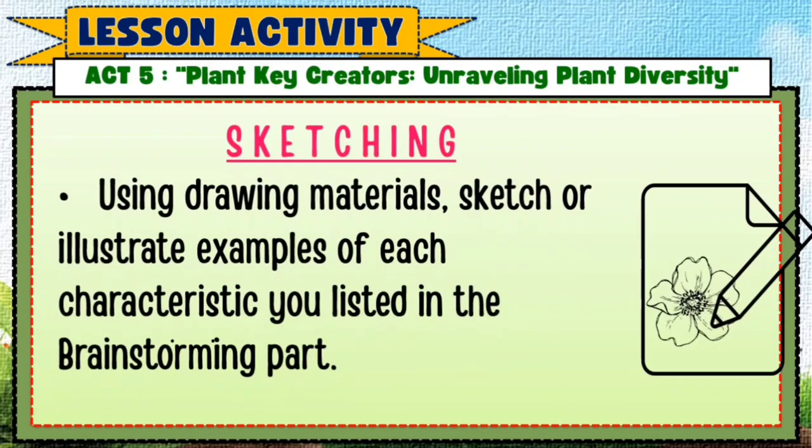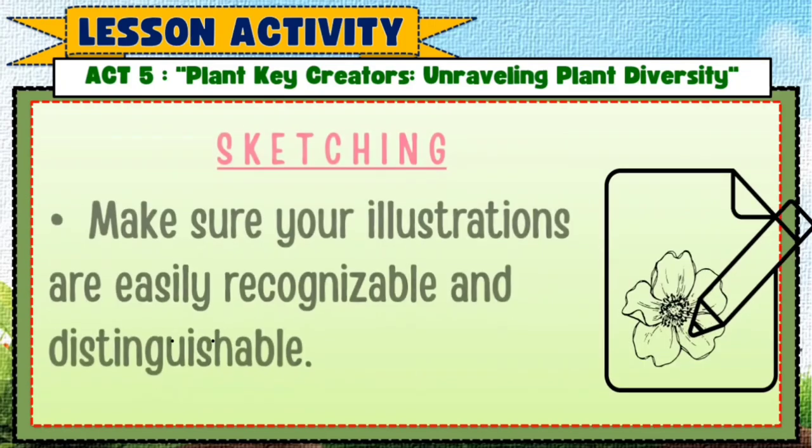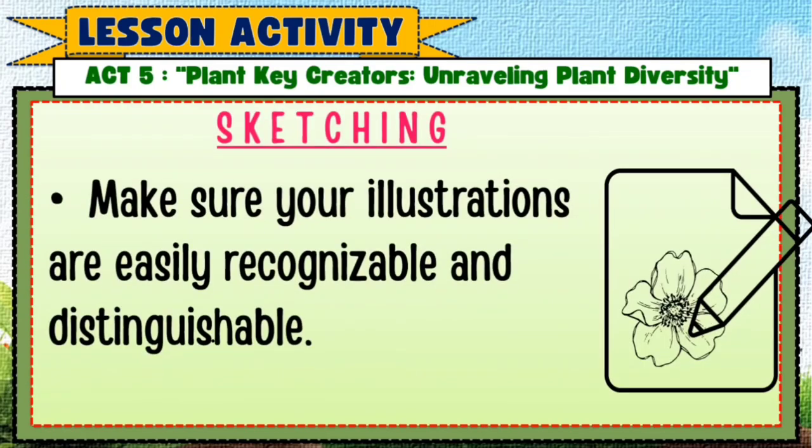Next is sketching. Using drawing materials, sketch or illustrate examples of each characteristic you listed in the brainstorming part. Then create clear and detailed drawings that clearly represent the features of angiosperms and gymnosperms. Make sure your illustrations are easily recognizable and distinguishable.